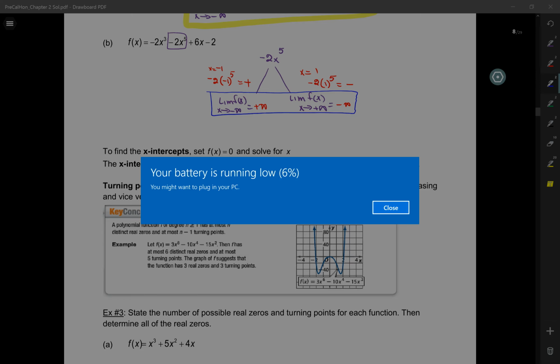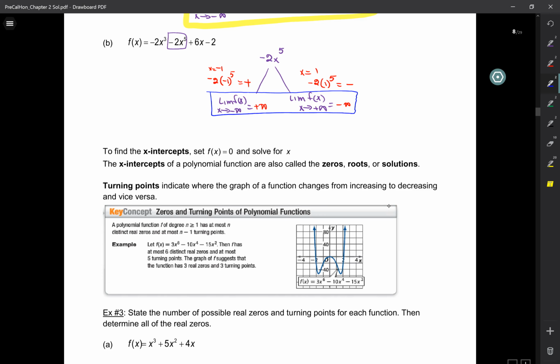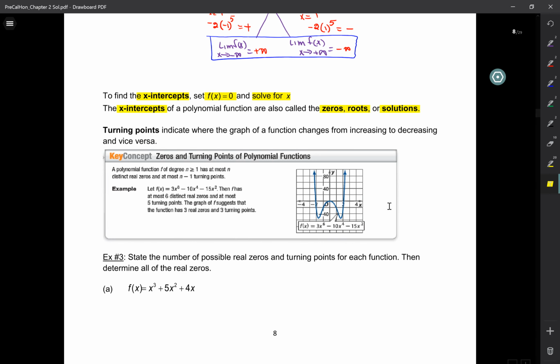All right, what do we do when we need to find x-intercepts? Well, we learned before that we have to set f of x equal to 0 and solve for x. And we've also learned that x-intercepts are synonymous with zeros, roots, or solutions. One thing that we haven't come across yet is what we call turning points. A turning point is where the function literally turns. So it goes from decreasing to increasing and vice versa.